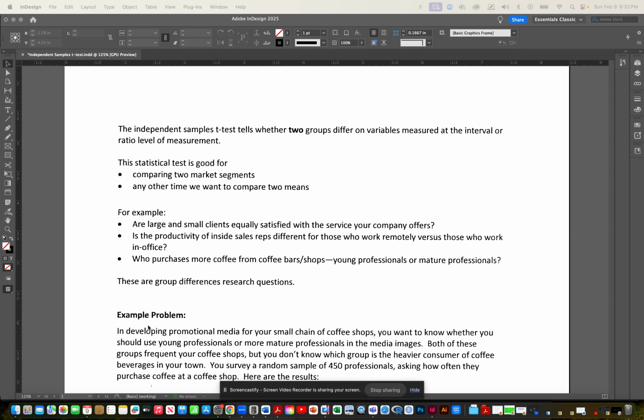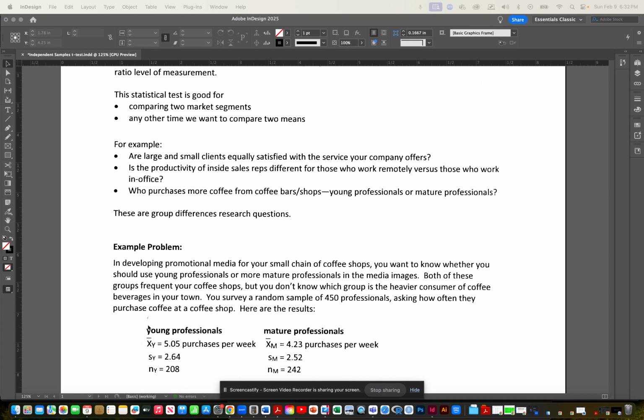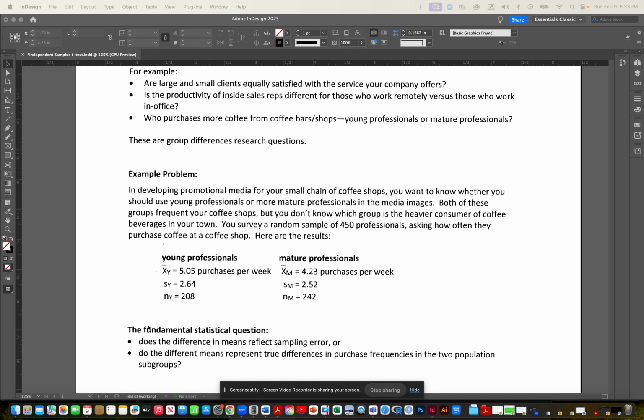So let's look at our example problem more closely. In developing promotional media for your small chain of coffee shops, you want to know whether you should use young professionals or more mature professionals in the media images. Both of these groups frequent your coffee shops, but you don't know which group is the heavier consumer of coffee beverages in your town. You survey a random sample of 450 professionals, asking how often they purchase coffee at a coffee shop. And here are the results. So let's unpack this.